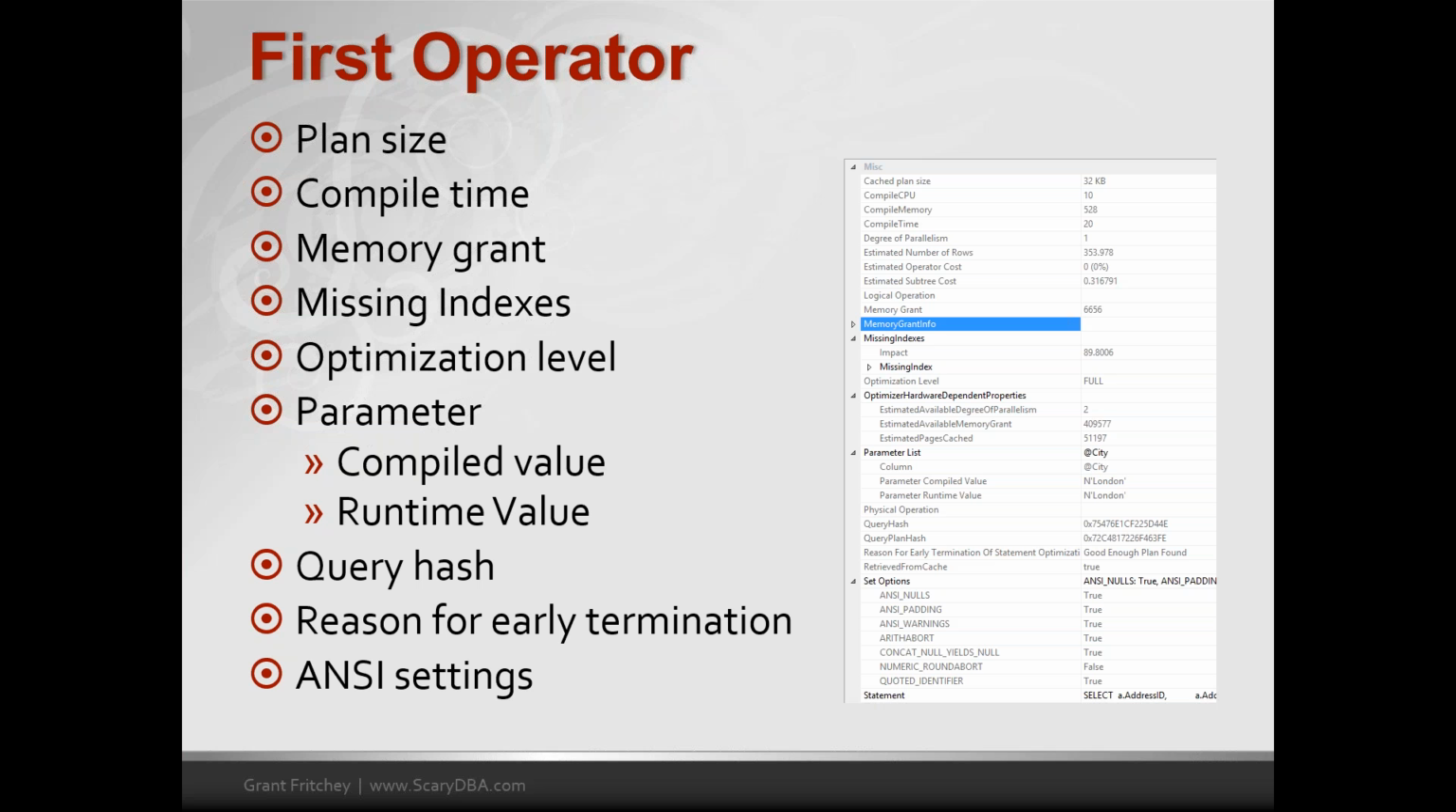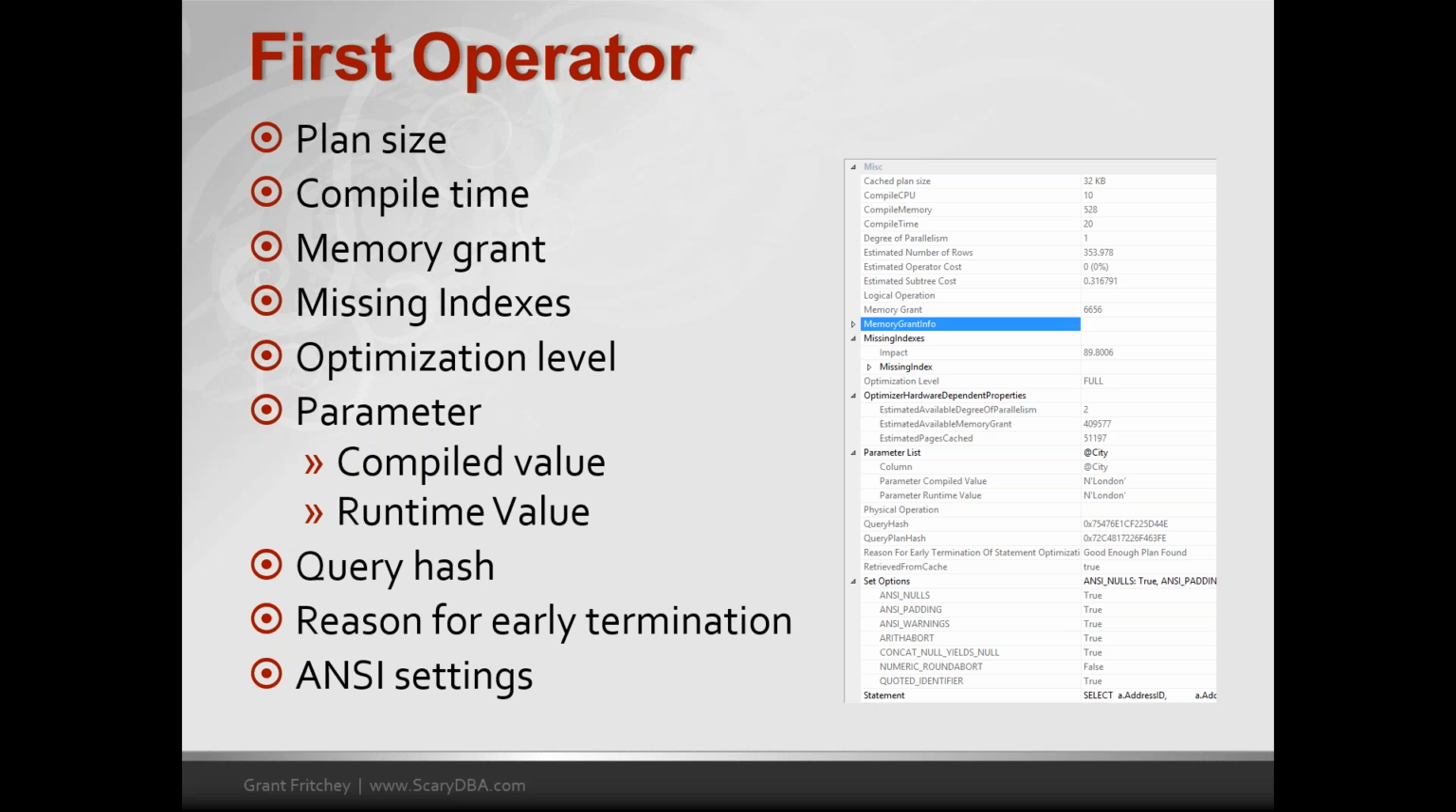So in the reason for early termination, you could get good enough plan found. What that means is that during one of the optimizations, the optimizer decided, you know what, based on the mathematics that it maintains within itself, hey, I've got a good enough plan here. I'm going to stop optimization and release this plan to you. It may not be a perfect plan, but it's good enough. And that's what the optimizer goes for, is good enough. And off it goes. That's a good thing to find.